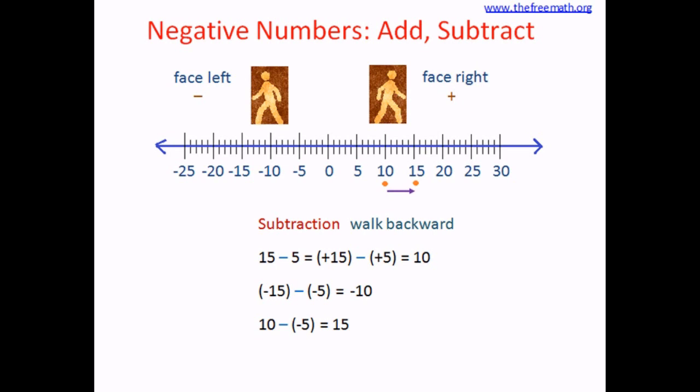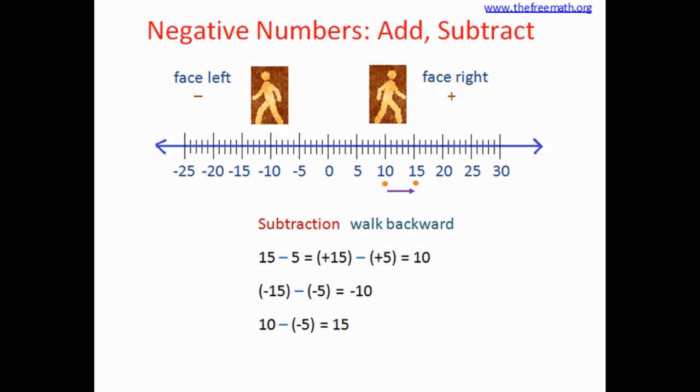You are facing left, and if you walk backward, that means you will walk from 10 to 15 and your answer is 15. So look what you got. 10 minus negative 5 is 15. This is positive 15. Now you know how you can look at the number line, how you can imagine facing right, facing left, walking forward, walking backward.